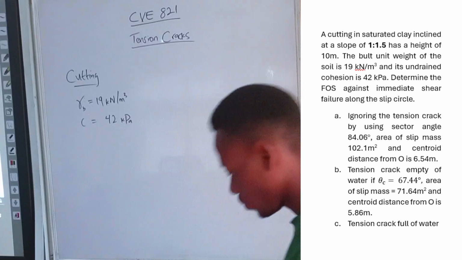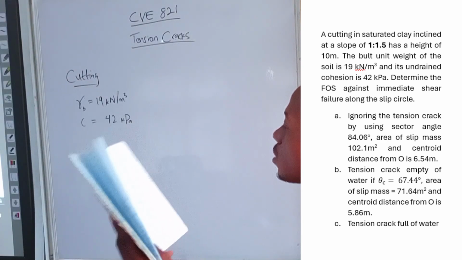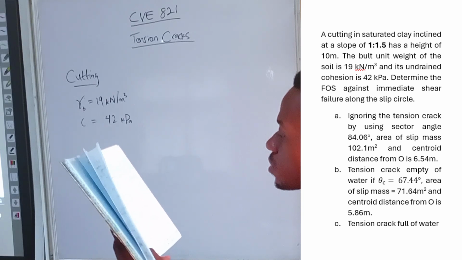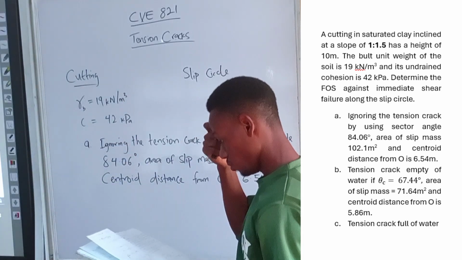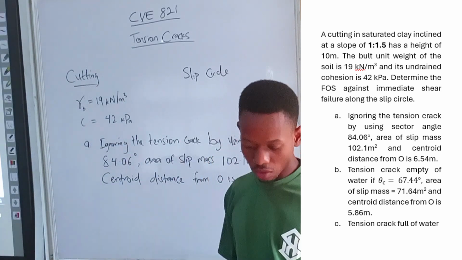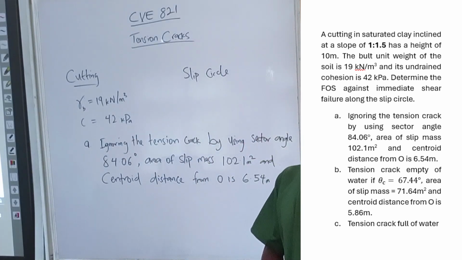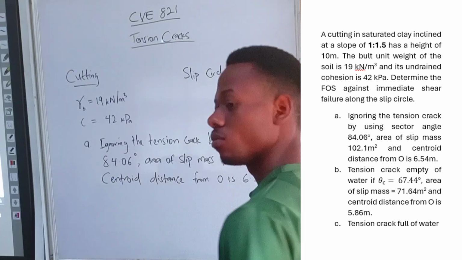The question is: determine the factor of safety against the immediate shear failure along the slip circle. A, ignoring the tension crack by using sector angle 84.06 degrees, area of slip mass 102.1 meters square, and central distance from pole 6.5.